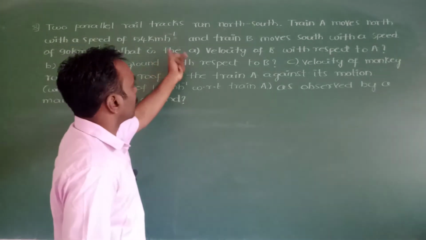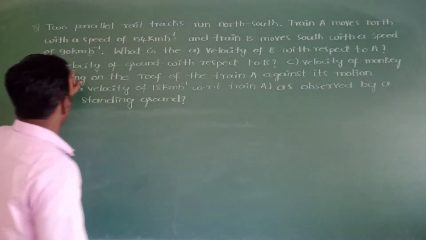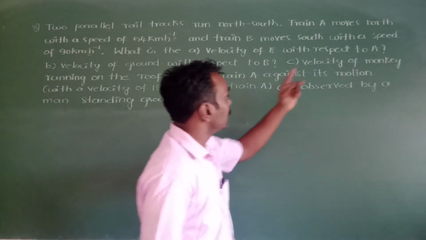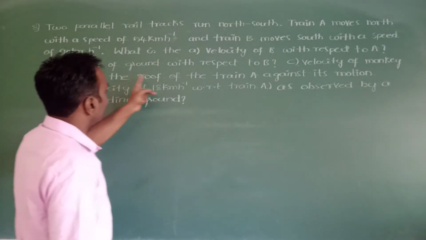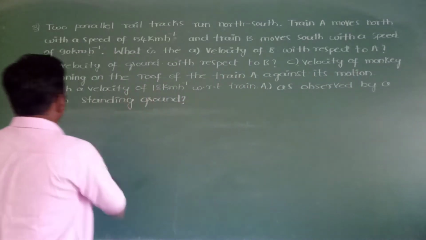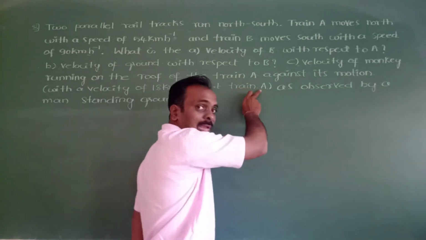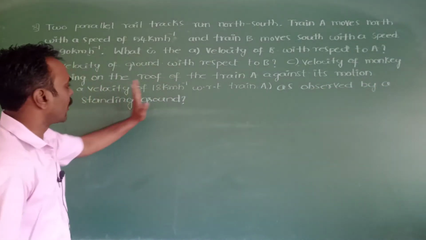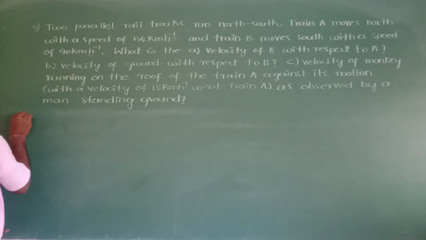What is the question? A, velocity of B with respect to A; B, velocity of ground with respect to B; and C, the velocity of monkey running on the roof of train A against its motion with a velocity of 18 km per hour with respect to A, as observed by a man standing on the ground. Okay, so now first we solve one by one.